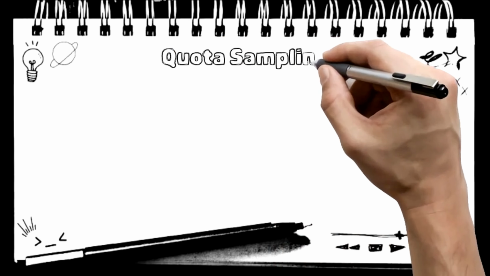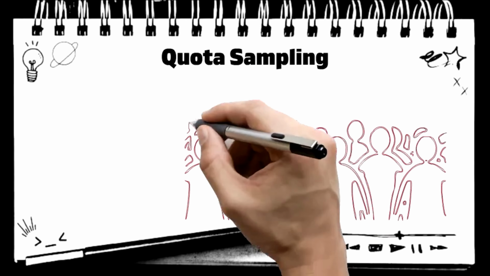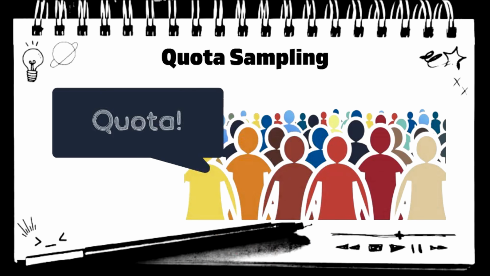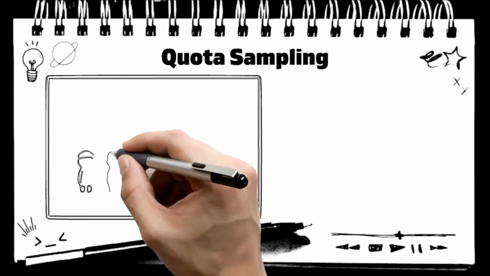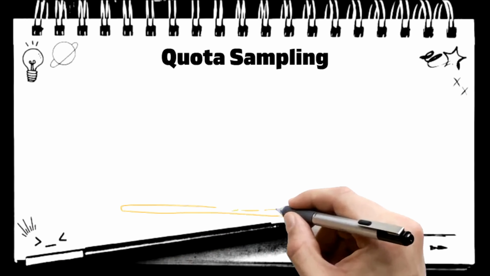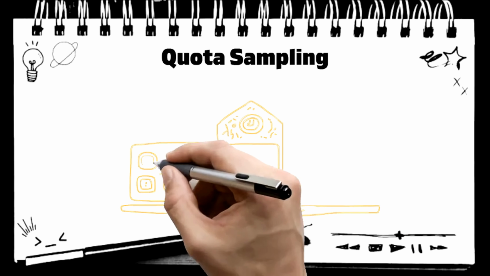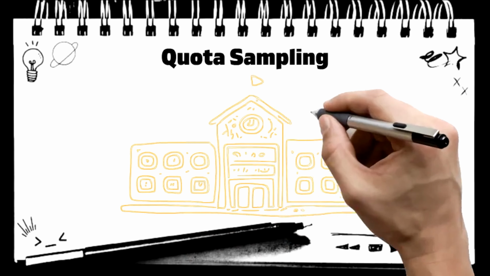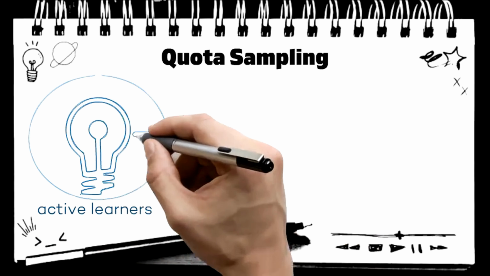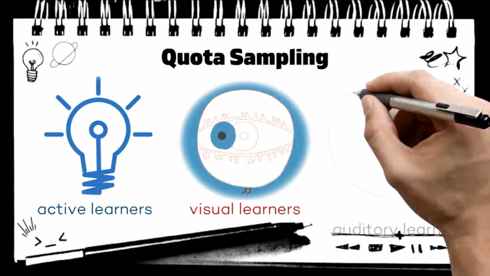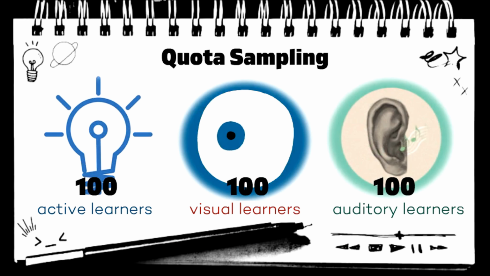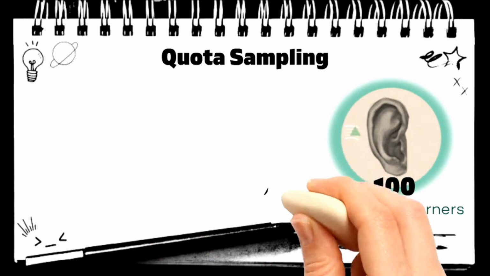Quota sampling. Quota sampling relies on the non-random selection of a predetermined number or proportion of units, called a quota. The aim of quota sampling is to control what or who makes up your sample. For example, to gauge interest in a new after-school tutoring program at Tarlac National High School, you divide the student population into 3 groups based on their learning styles: active learners, visual learners, and auditory learners. You set a quota of 100 students for each group to ensure equal representation.